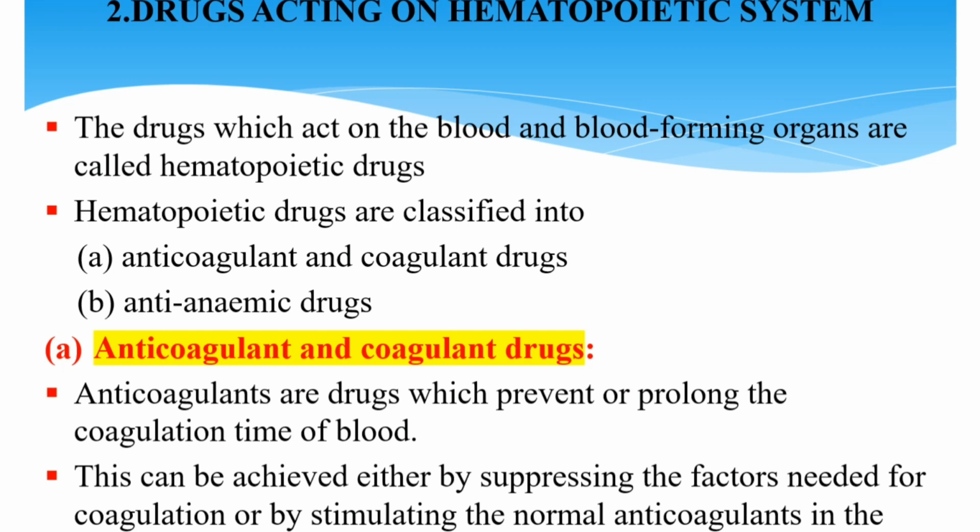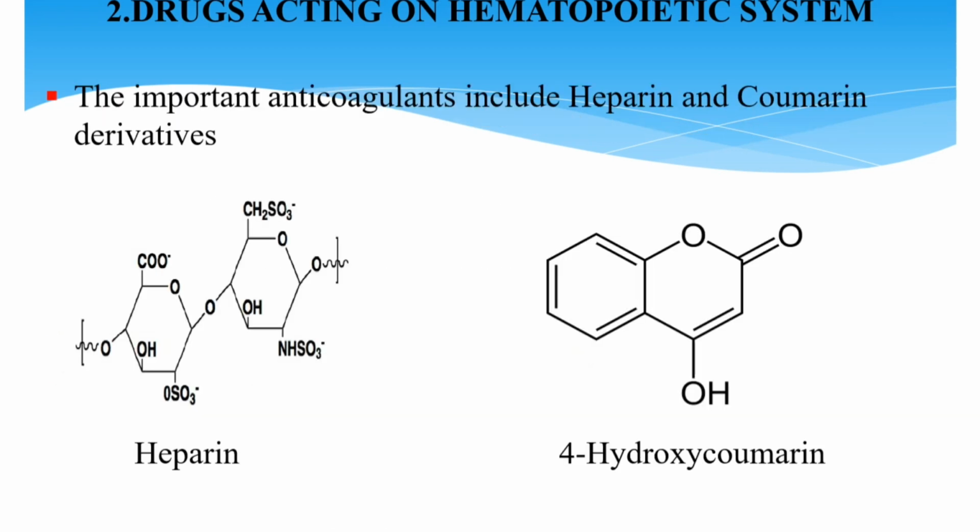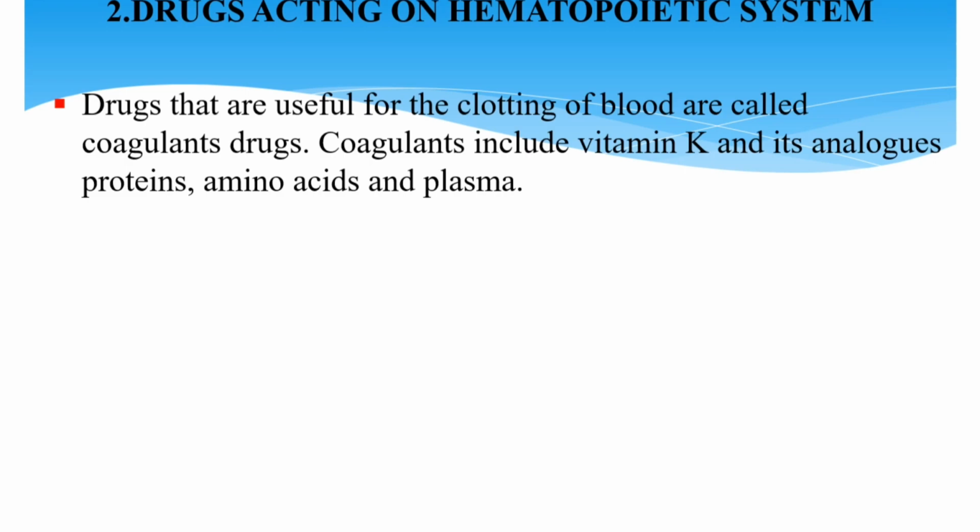Anticoagulation can be achieved by suppressing the factors needed for coagulation or by stimulating the normal anticoagulants in the body. The body has inbuilt anticoagulants. So these anticoagulant drugs either stimulate the existing anticoagulants or they suppress the factors needed for coagulation. Now, these are the two important categories of anticoagulant drugs, heparin and 4-hydroxycoumarin.